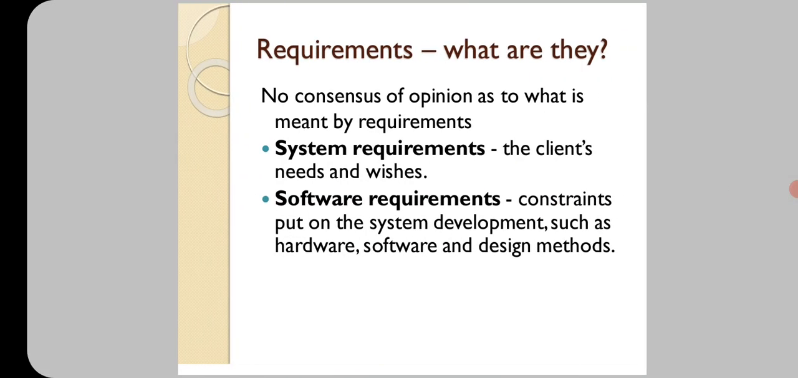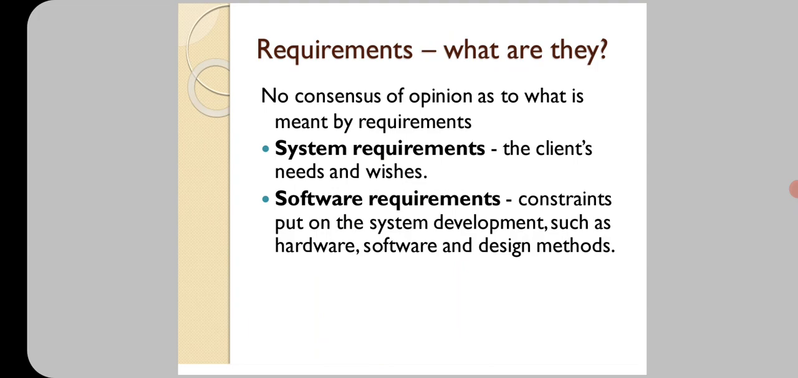So requirements, what are they? What are the different types of requirements, or what are the different types of gathering generally used? There is no consensus of opinion as to what is meant by requirements. So basically there are two types of requirements: system requirements and software requirements. System requirements can generally be used at the system problem statement and design phase only.